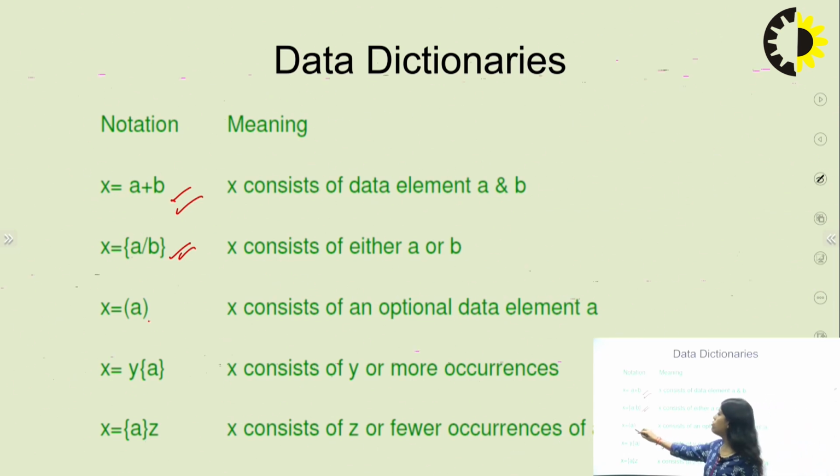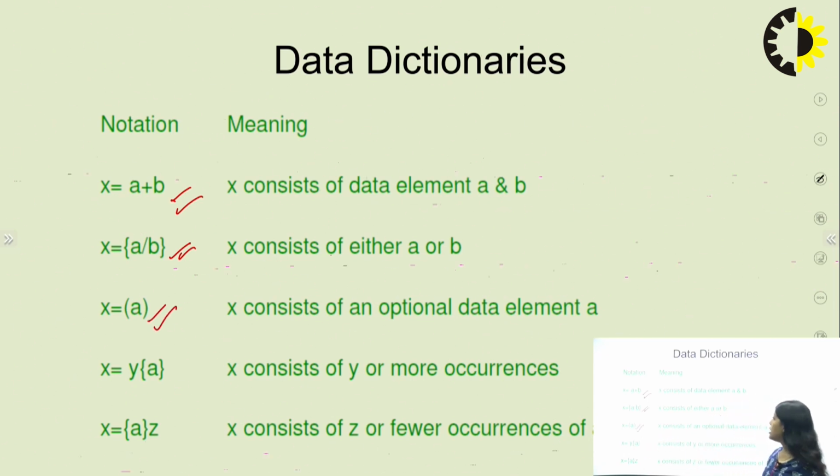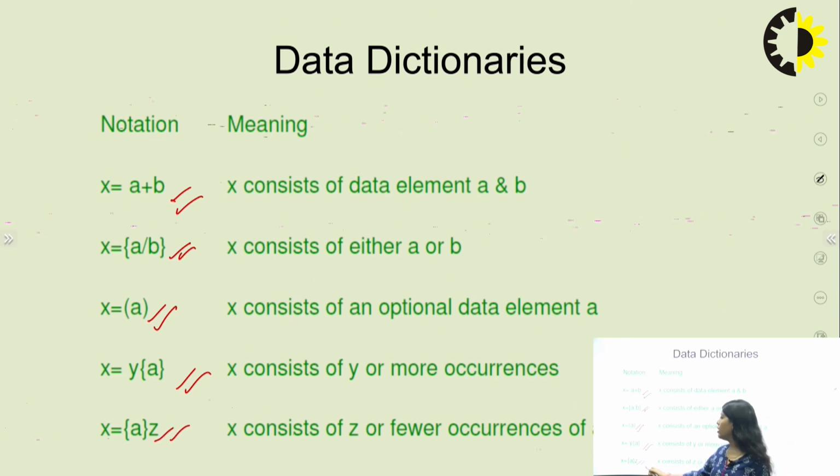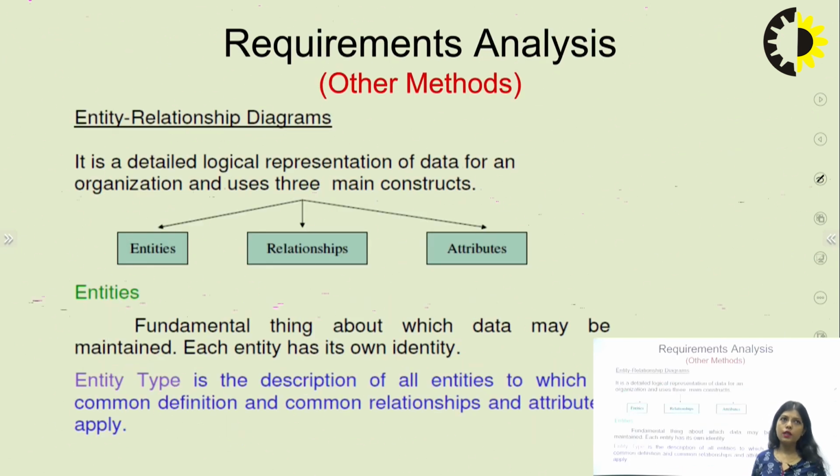x = (a) means x consists of an optional data element a, and x = y{a} means x consists of y or more occurrences, and x = {a}z means x consists of z or fewer occurrences. So these are some notations which we use in the data dictionaries.